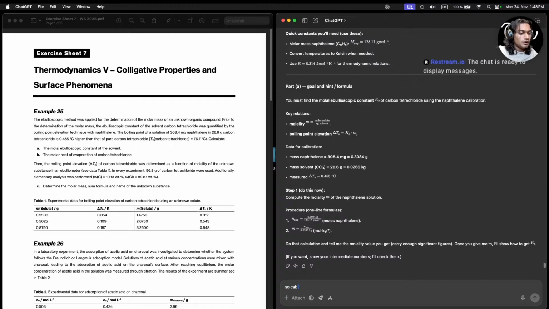Ebullioscopic constant. I do remember we have to find the molality.